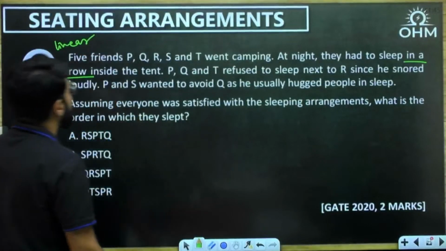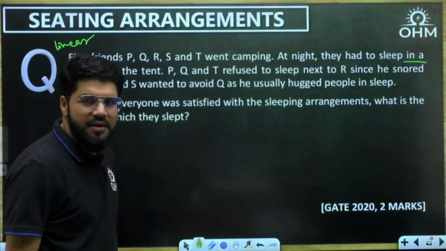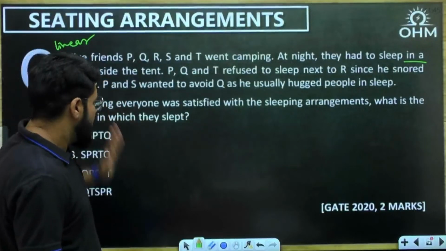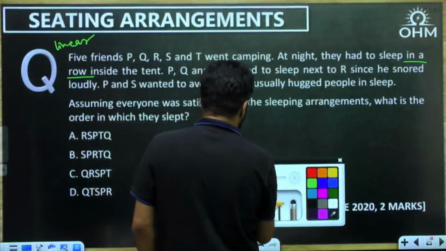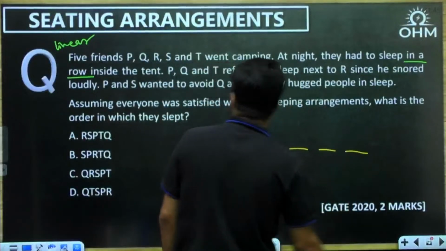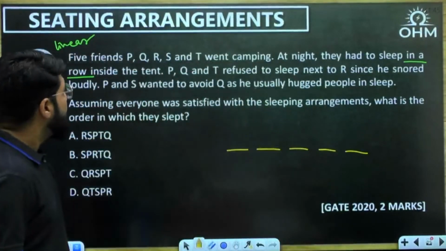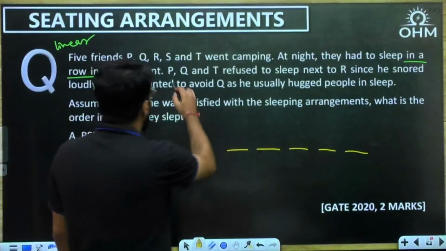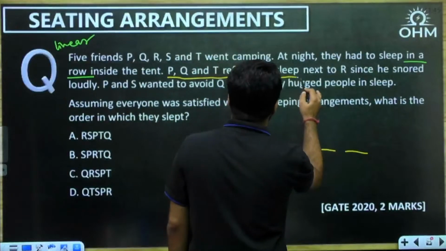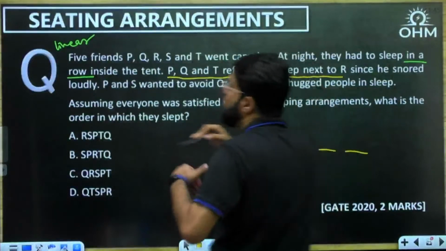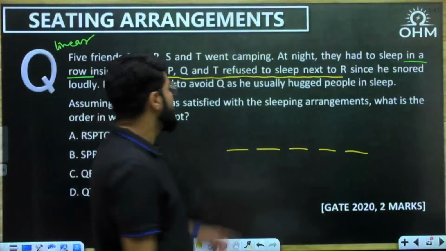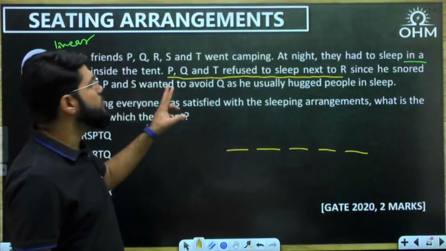So there are 5 friends PQRST. They went camping, and at night they had to sleep in a row inside the tent. 1, 2, 3, 4, 5. These are the 5 friends. PQT refused to sleep next to R since he snored loudly. During sleeping time, he snores loudly, disturbing others. So PQT refused to sleep next to R.